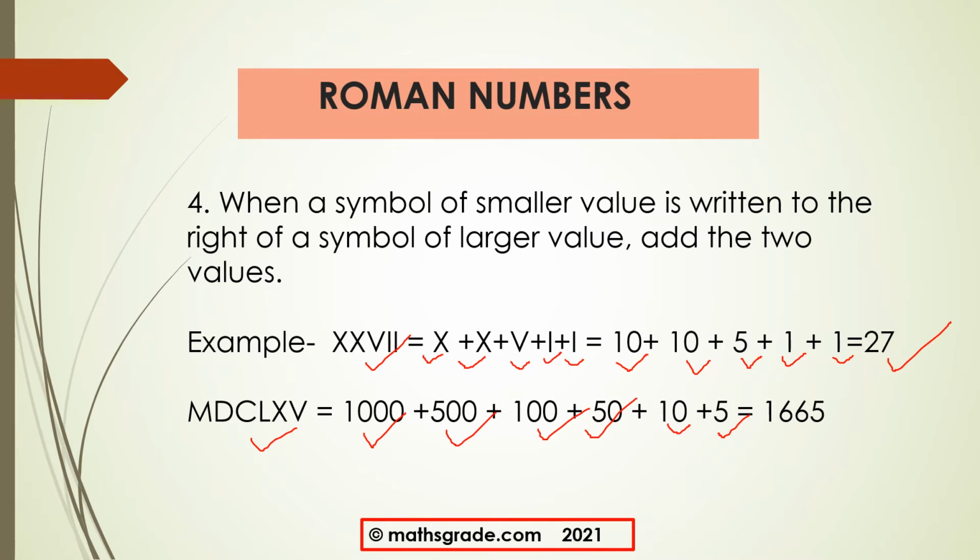So we have to add the values of these Roman numerals. M is 1000, so 1000 plus 500 plus 100 plus 50 plus 10 plus 5. 1000 plus 500 is 1500, plus 100 is 1600, plus 50 is 1650, then plus 10 is 1660, plus 5 is 1665. So 1665 is the answer for the Roman numeral MDCLXV.